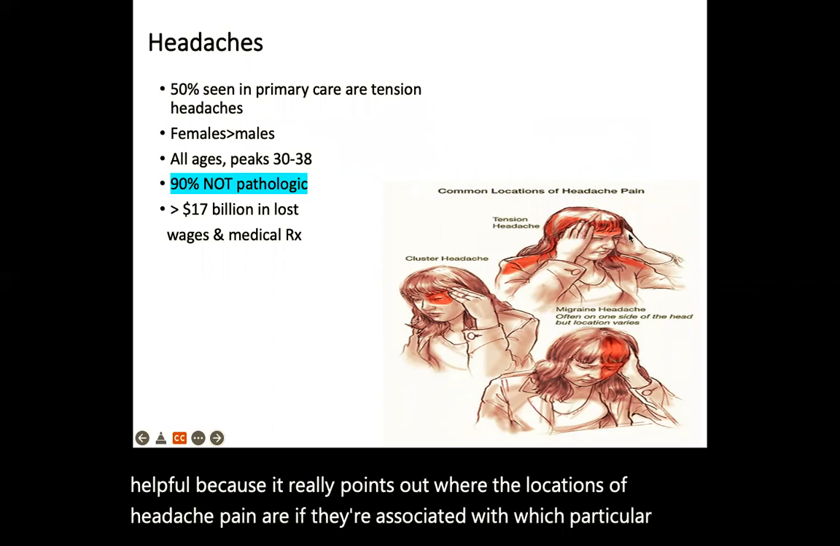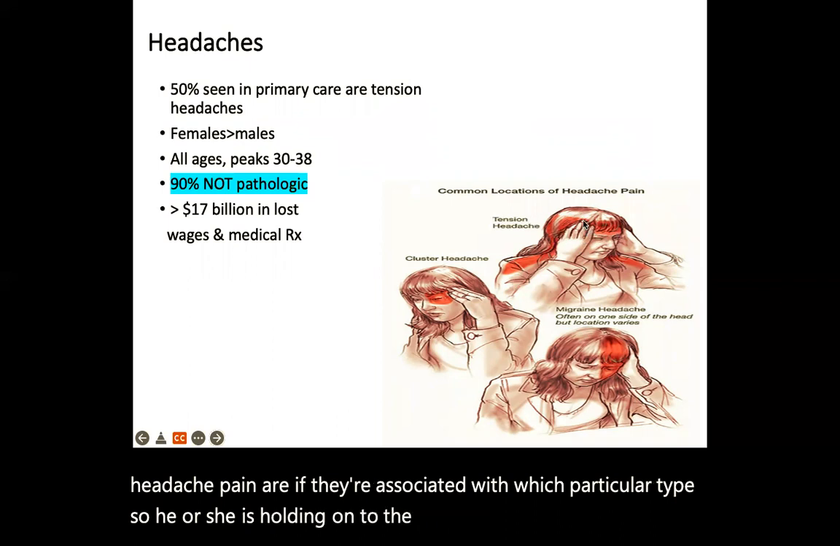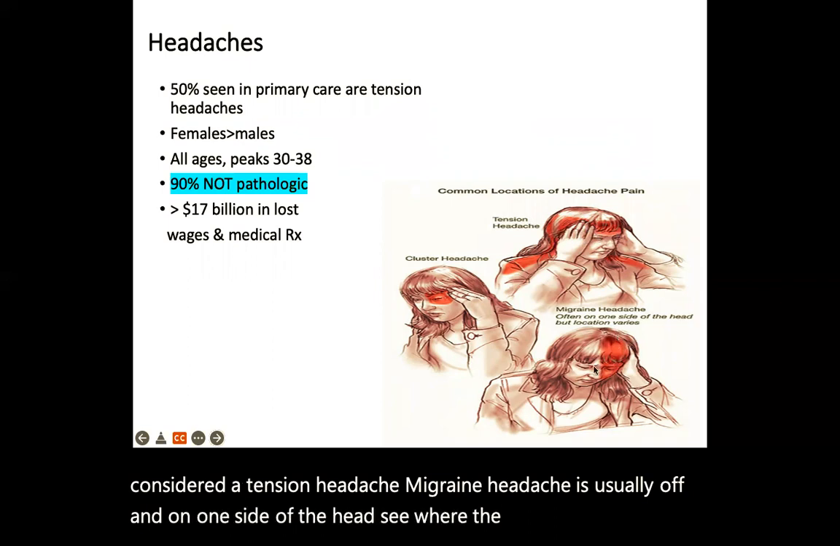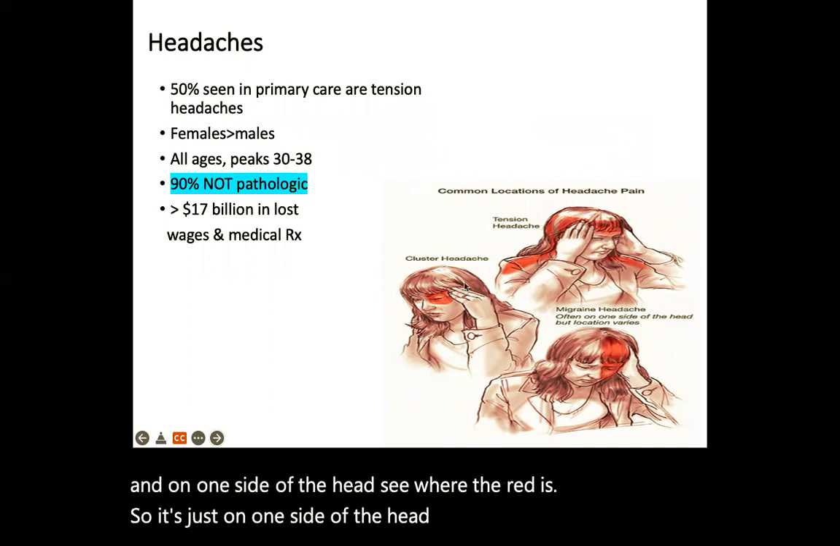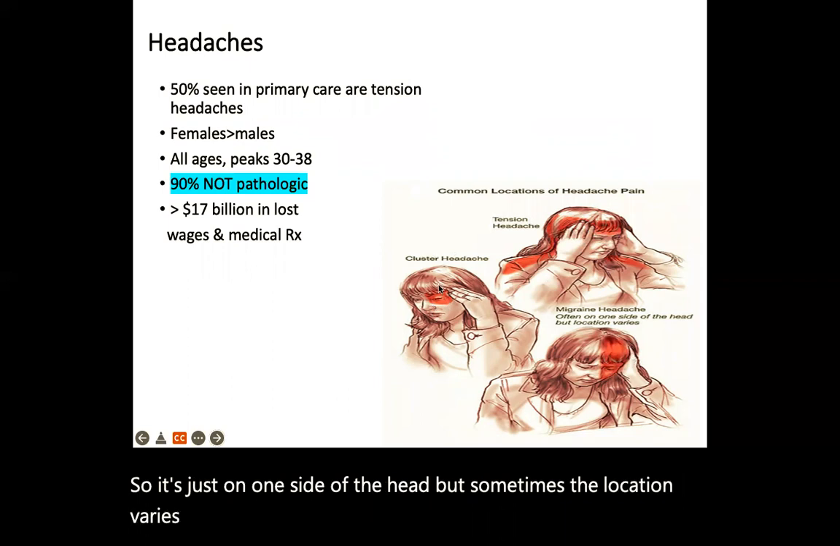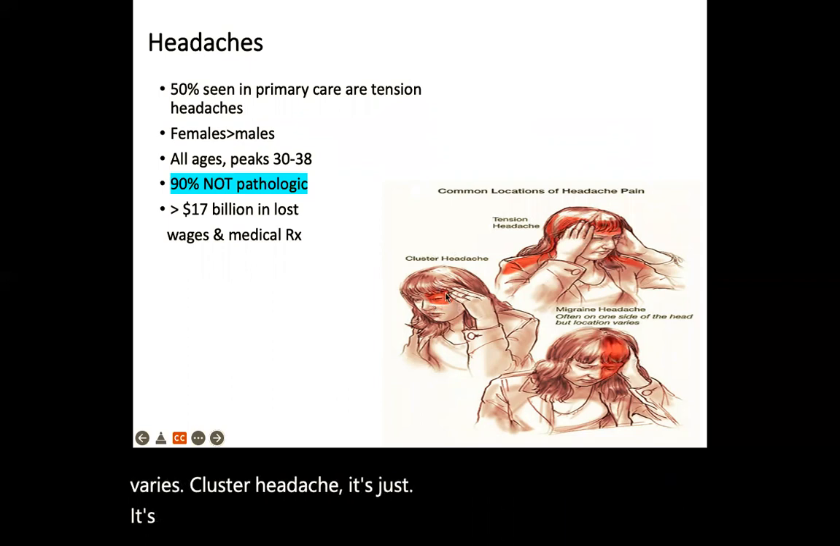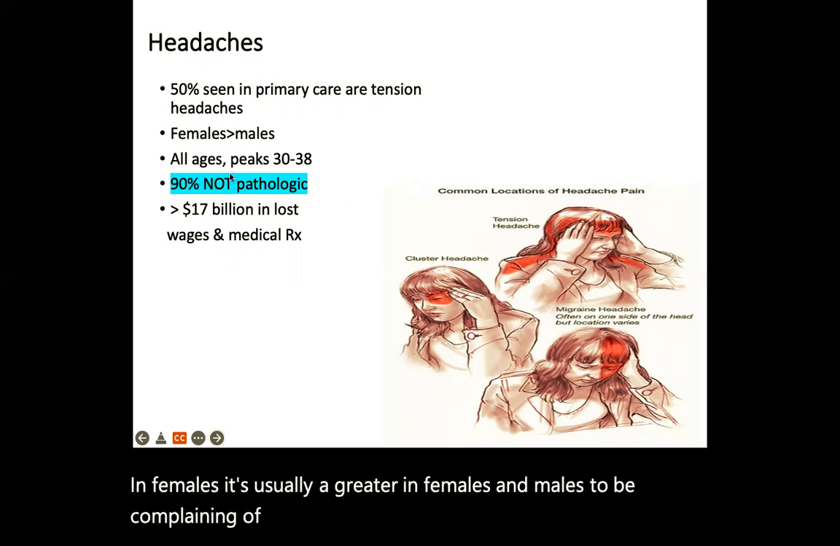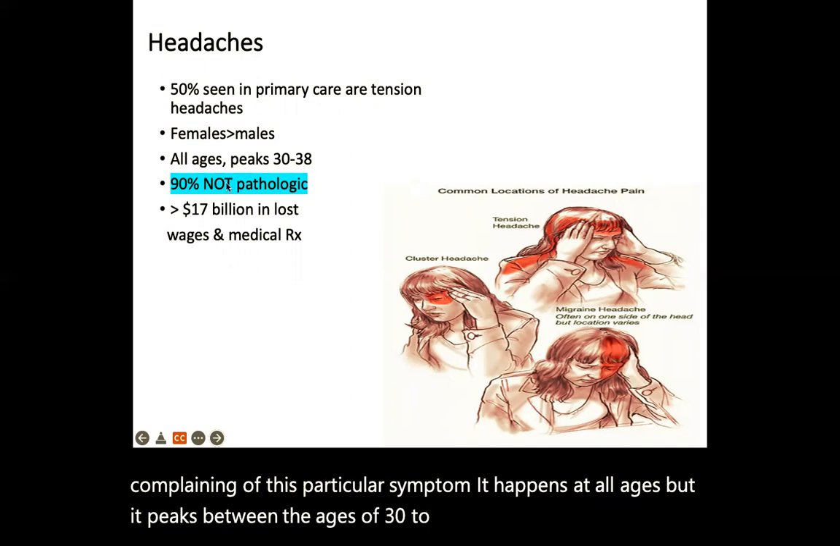So here she is holding on to the sides of her head. This would be considered a tension headache. Migraine headache is often on one side of the head. See where the red is? It's just on one side of the head, but sometimes the location varies. Cluster headache comes in small bouts, and it's usually around the temple areas. It's greater in females than males to be complaining of this particular symptom. It happens at all ages, but it peaks between the ages of 30 to 38 years old.